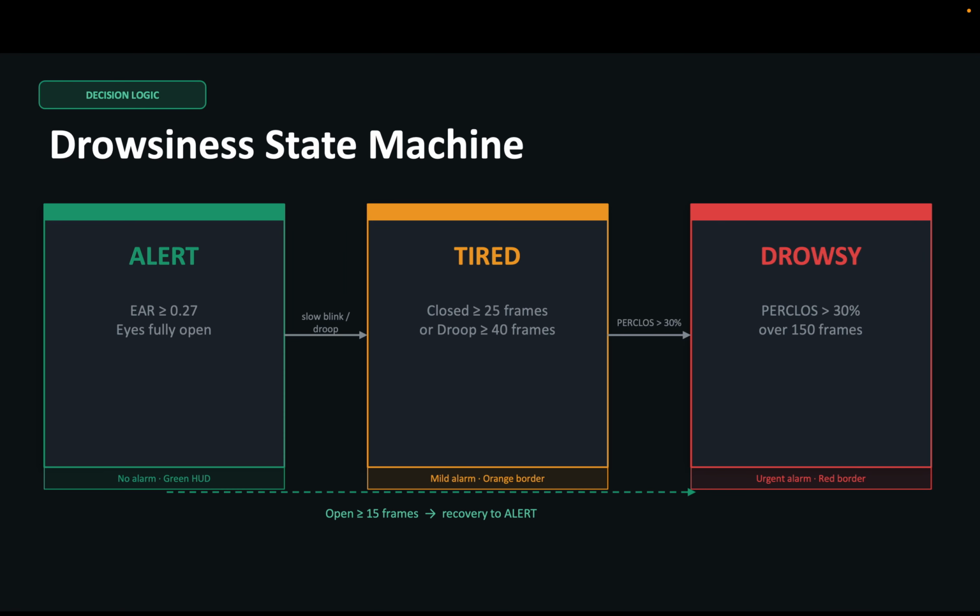Drowsy uses a different mechanism called perclose. It looks at the last 150 frames, about 5 seconds, and it asks what fraction of those frames had closed eyes. If the answer exceeds 30%, the system goes drowsy. That 30% threshold comes from NHTSA research on fatigue-related impairment. Recovery to alert requires 15 consecutive frames of fully open eyes. This prevents the alarm from silencing the moment the driver opens their eyes for a split second.